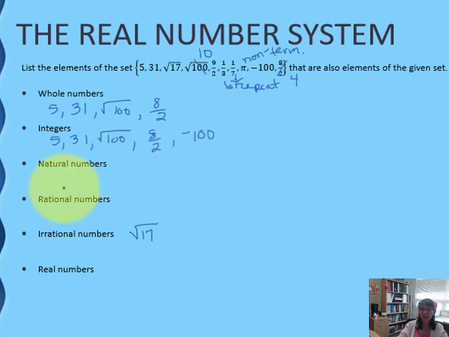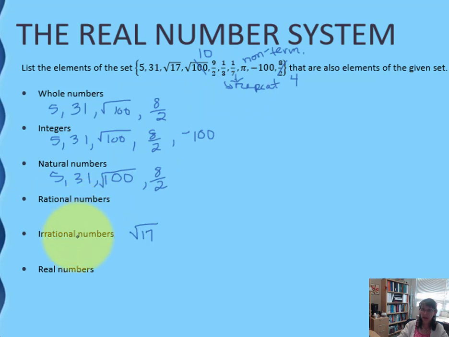With the natural numbers, these are the counting numbers beginning with 1. So that would include 5 and 31. Square root of 100, remember, is 10. So we'll keep our square root of 100. 8 halves is 4, so that would be a counting number, but not the negative value. So 5, 31, square root of 100, and 8 halves. So you might notice here that the whole number list and the natural number list are the same because we didn't have 0 given as an element.